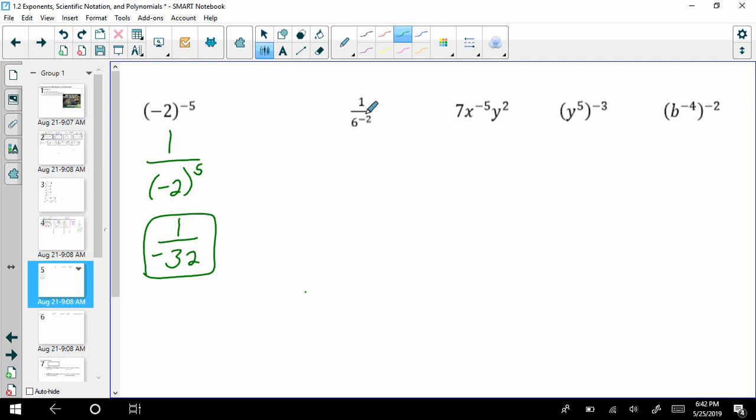Okay, next one, I have a negative exponent, but it's already in the denominator, so I'm going to move it the other way. And it'll become 6 squared. So 36.